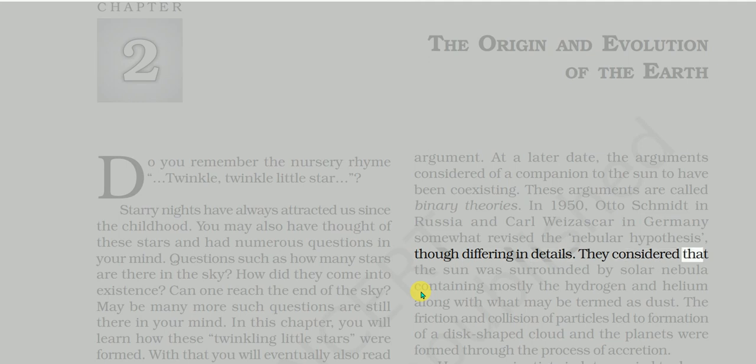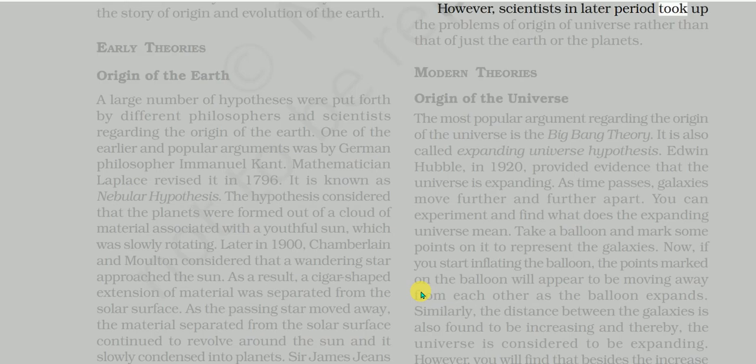They considered that the sun was surrounded by a solar nebula containing mostly hydrogen and helium along with what may be termed as dust. The friction and collision of particles led to the formation of a disc-shaped cloud, and the planets were formed through the process of accretion. However, scientists in later periods took up the problems of the origin of the universe rather than that of just the Earth or the planets.